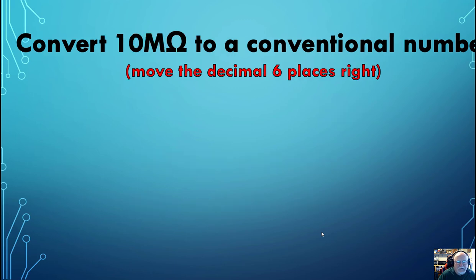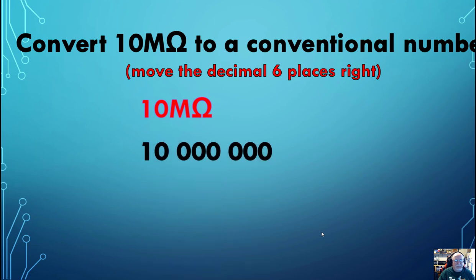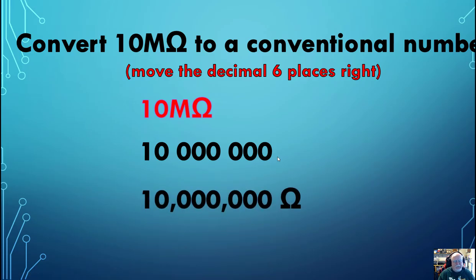So let's look at moving the decimal point to the right to convert a number greater than 0 to a conventional number. Convert 10 megohms to a conventional number. We have to move the decimal 6 places right. So there's our number, 10 megohms. And let's count now. We have our number 10, and then we go 1, 2, 3, 4, 5, 6. So our new number is 10 million ohms.